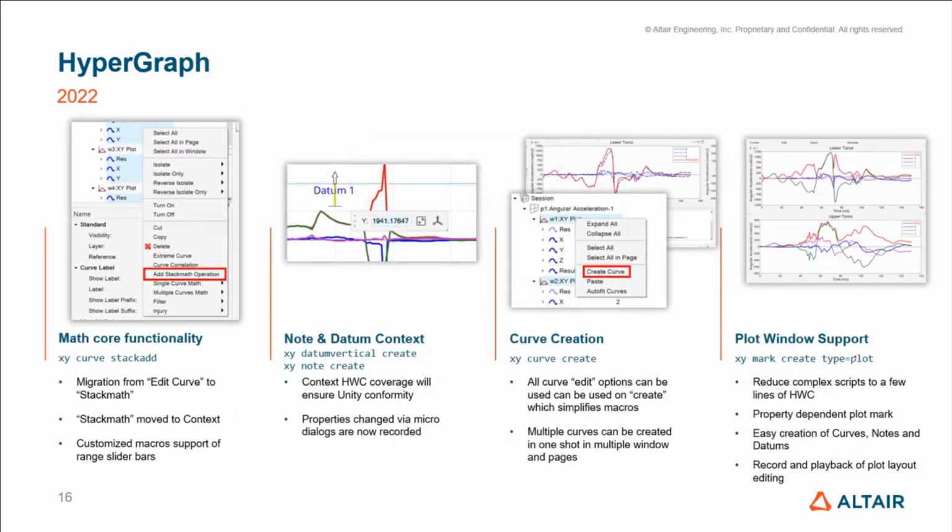Let me move to Hypergraph. In Hypergraph 2022, the HWC layer, the team has introduced four main improvements, let's say. You can split them into 4 categories. So let's take it from left to right.